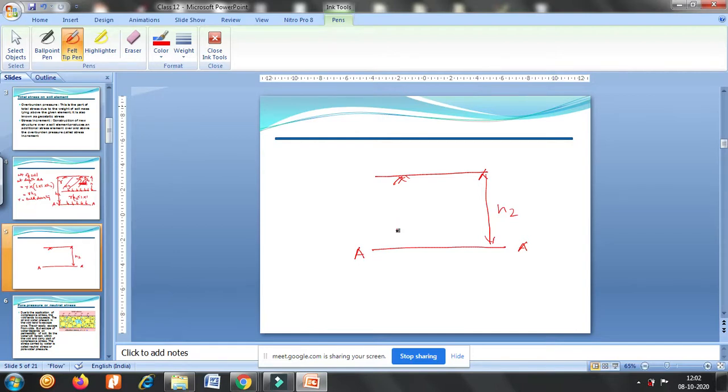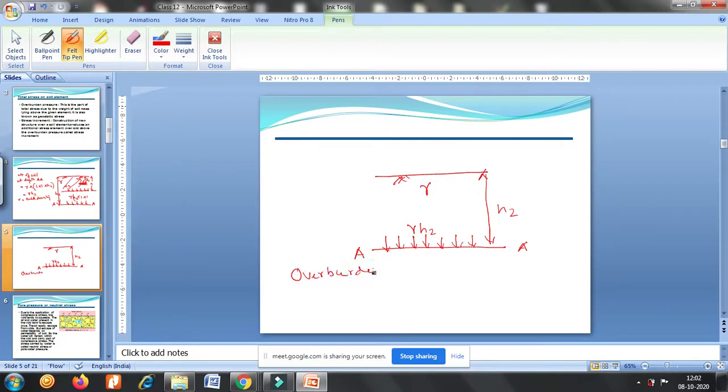It is the stress given by the portion of the soil above the section AA. How much is the overburden pressure? If gamma is the unit weight of the soil, then gamma into H2 is the overburden pressure acting at this section.